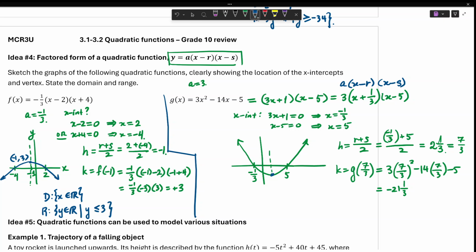So the vertex is going to be 7/3, or let's say 2 1/3, negative 21 1/3. So the domain, x could be any real number. The range, y could be any real number that is greater than or equal to negative 21 1/3.